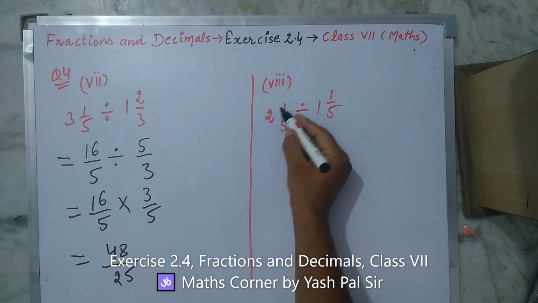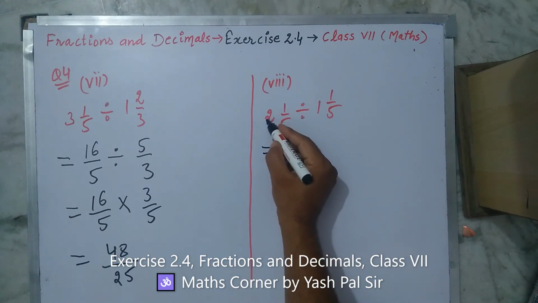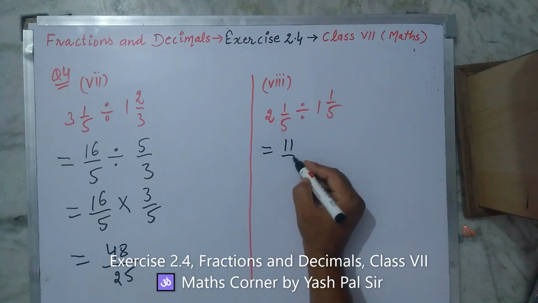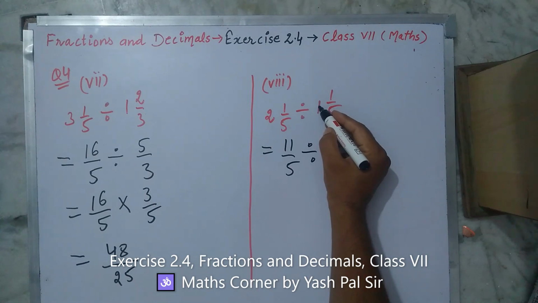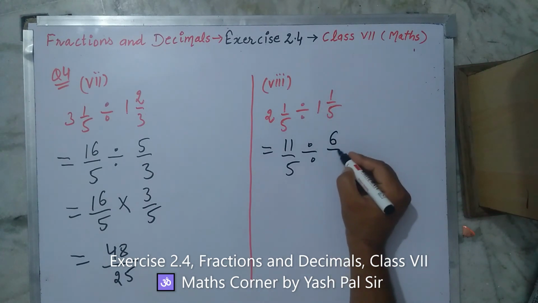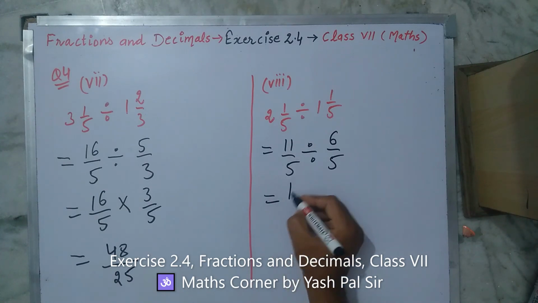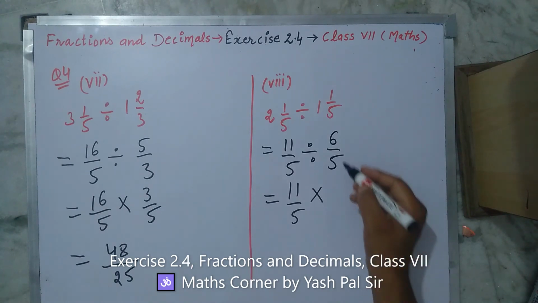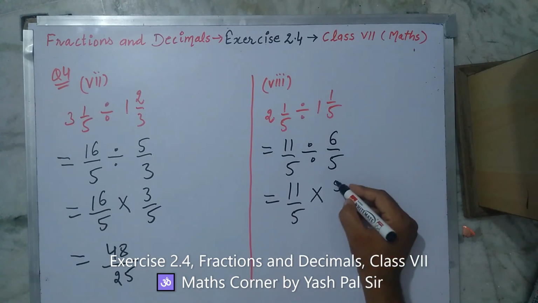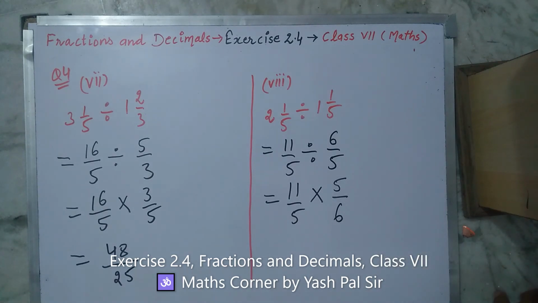Next part, 2 and 1 by 5 means 5 into 2, 10. 10 plus 1, 11 upon 5 divided by 1 and 1 by 5, 5 into 1, 5. 5 plus 1, 6 upon 5. This is equal to 11 upon 5. Convert divide into multiplication. 6 upon 5 reciprocal, 5 upon 6. Now this is 5 ones are 5, 5 ones are 5. So we write now 11 upon 1 into 1 upon 6.